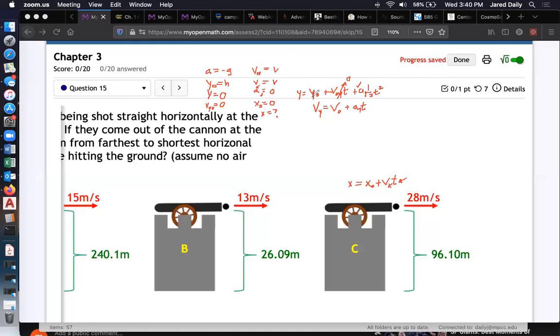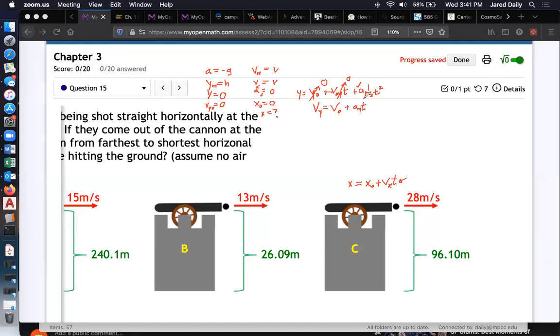The initial velocity term actually is 0 because we're saying that our initial velocity in the y direction is 0. And we know our initial position is 0 and our final position is y, that height that we go through. So we can actually use this equation to calculate t. So let's go ahead and do that.